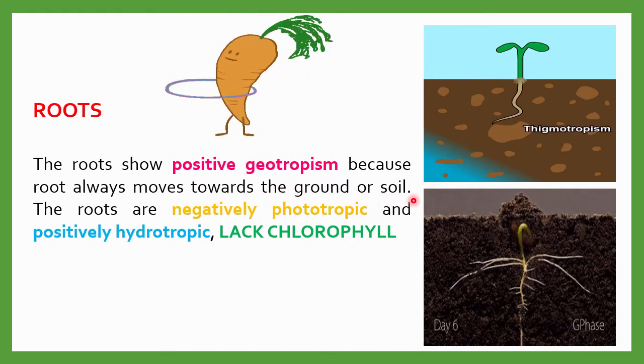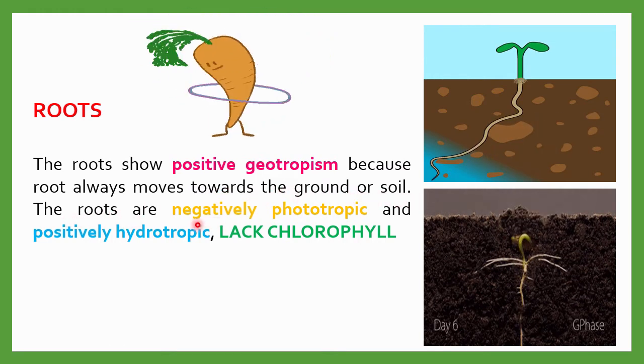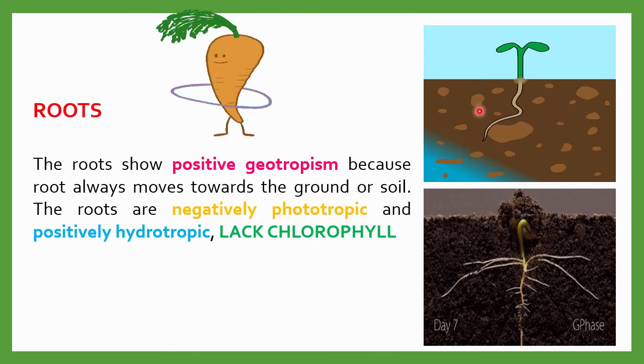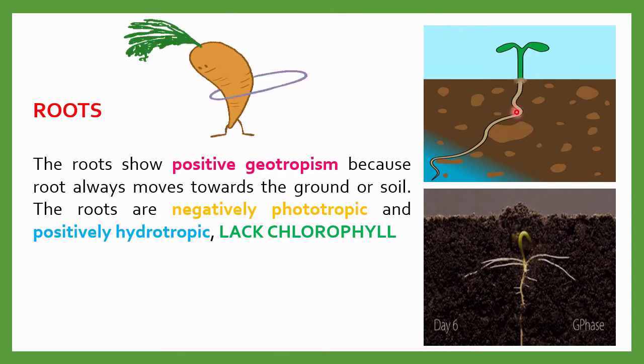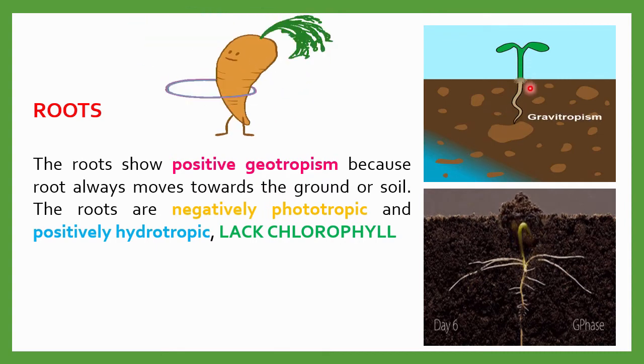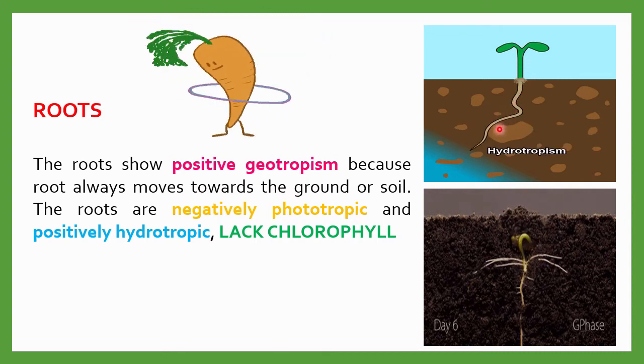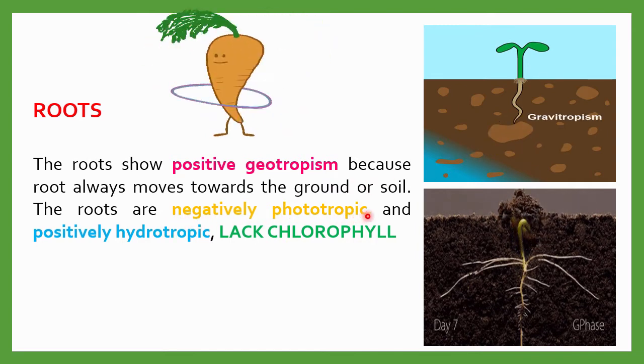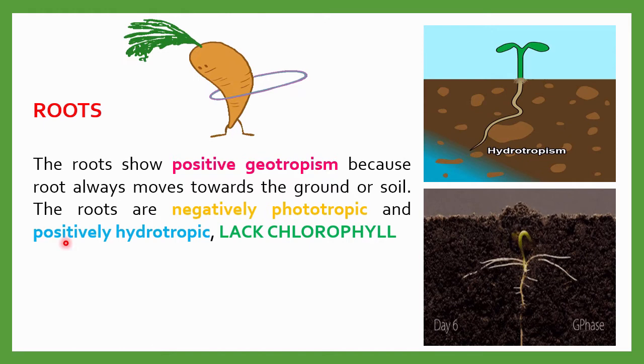Be very clear here. The roots are negatively phototropic. That means they will move against light. They will not move towards the light. The stem will move towards the light, but the root will move to the opposite side of the light, and that's why it is written negatively phototropic. And along with that they are positively hydrotropic.